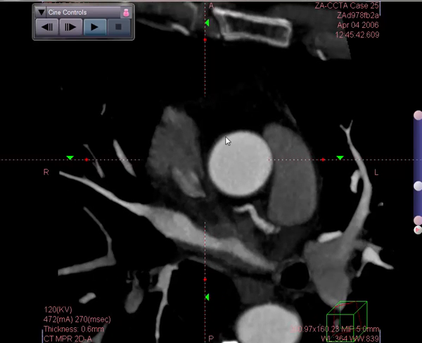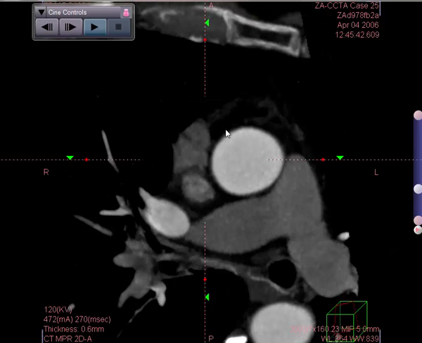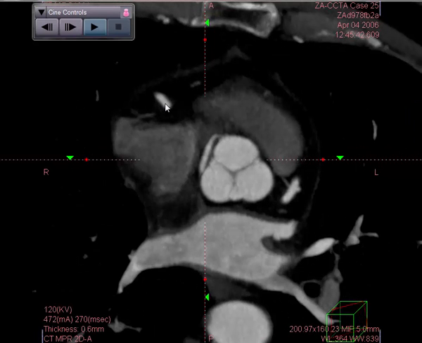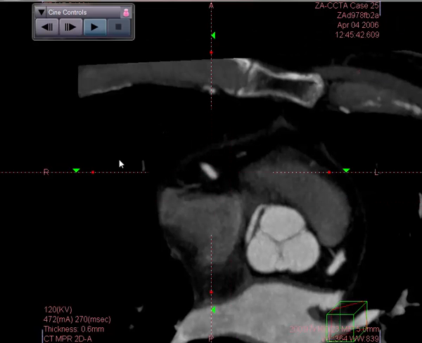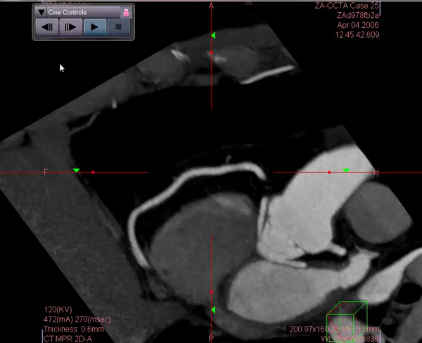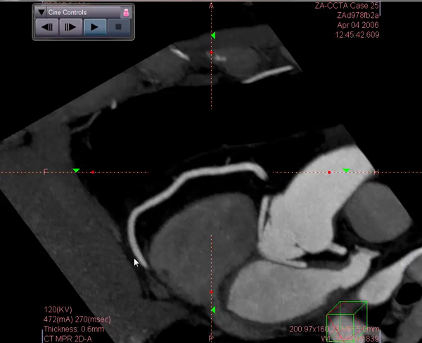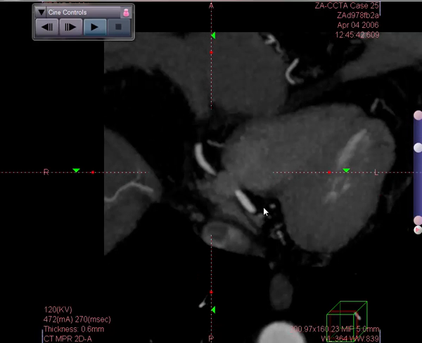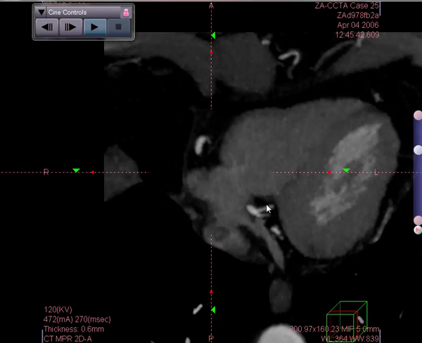If we look at the remainder of the right coronary artery, we can proceed by wrapping around to try to get the rest of this vessel, and it's actually quite normal. Change the phase a little bit, you get a little better view of the distal portion of the right coronary artery, but this is indeed normal.